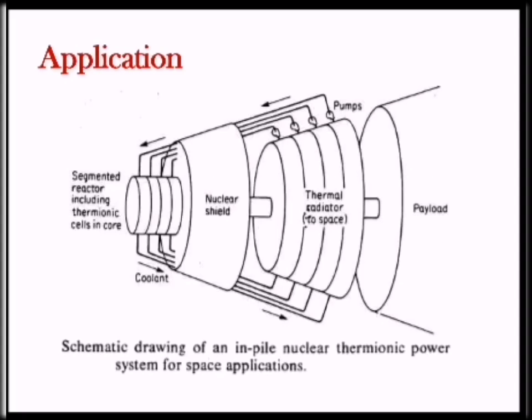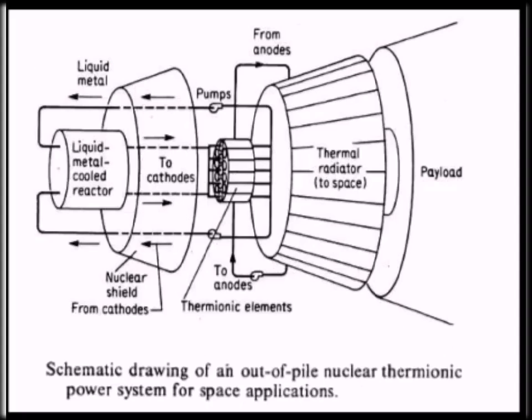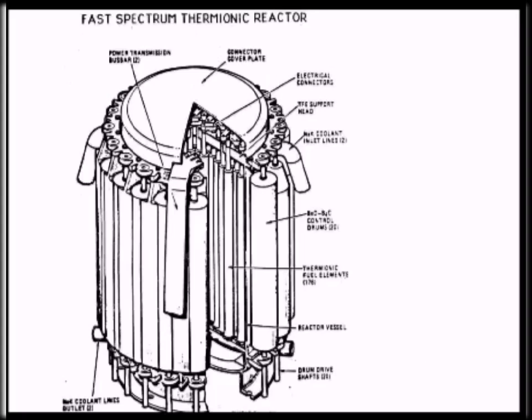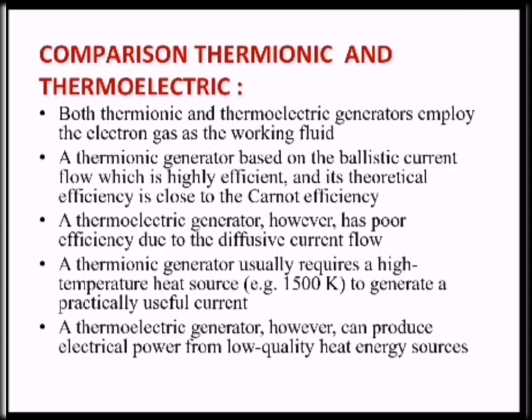Now, here are some applications. As you can see on the screen, this is the schematic diagram of an in-pile nuclear thermionic power system for space application. Second one is schematic drawing of an out of pile nuclear thermionic power system for space application. This one is fast spectrum thermionic reactor.